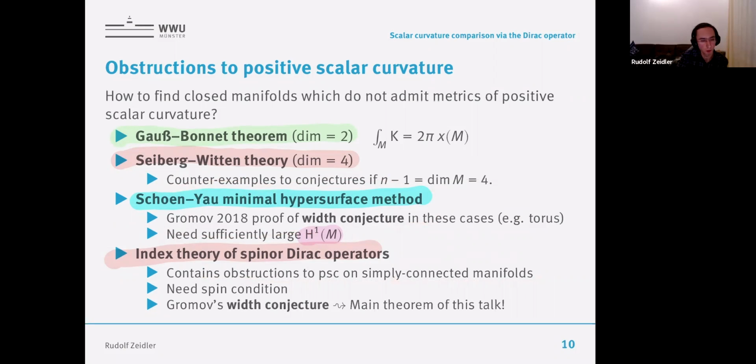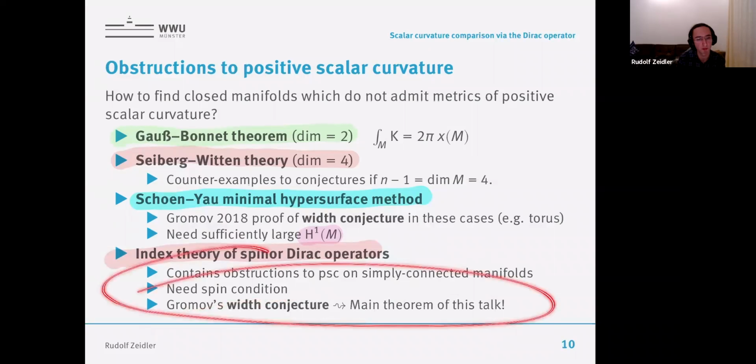The sort of only restriction here is that you need your manifold to be spin, and you need a spin manifold to apply this method more or less. Sometimes, or usually, it's enough to have the universal covering to be spin or something like that, but you need some sort of spin condition. And the main theorem, as a spoiler of this talk, is going to be that Gromov's Wirth conjecture holds in the cases where you have an index obstruction.